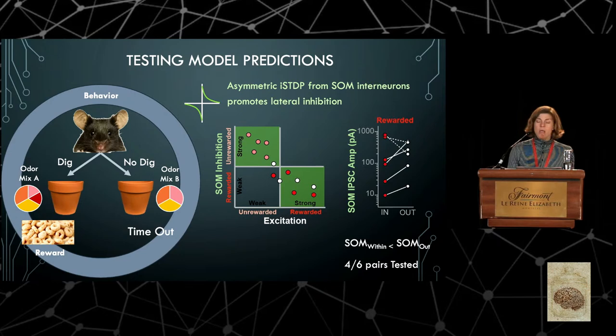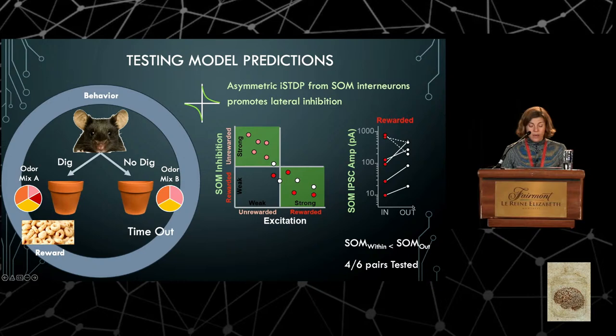And she looked at the same rule for the asymmetric network, again onto the rewarded ensemble. And what you would expect to find here is that in the rewarded ensemble, you would actually expect SOM-mediated inhibition to be quite weak. This is what the model predicts. So weak inhibition within the ensemble, strong inhibition outside the ensemble. So the unrewarded one, or the competing assembly, will receive stronger lateral inhibition. And when she does this, she does indeed find that in 4 out of 6 pairs, which seems to be a good number, the inhibition is actually weaker within the assembly than it is outside the assembly.